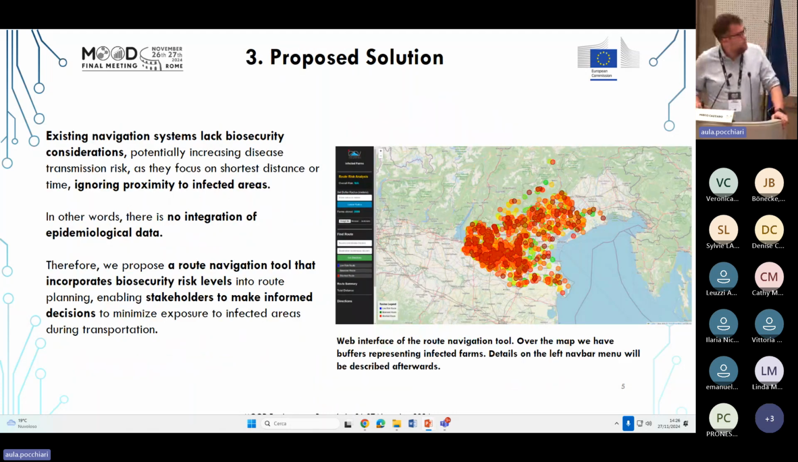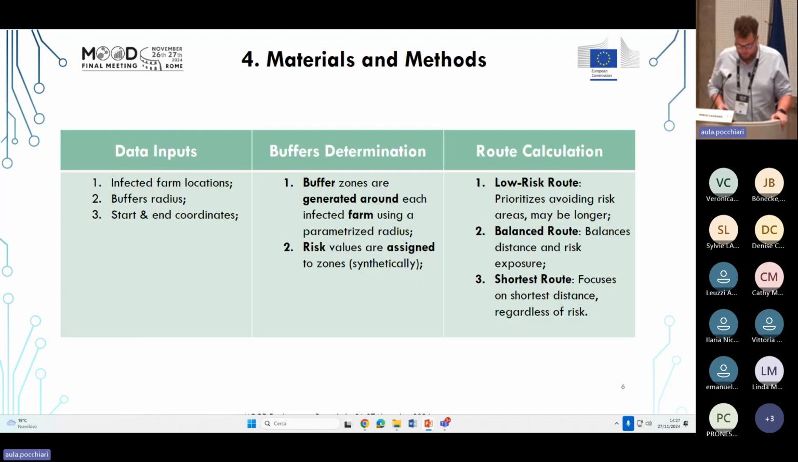So the main point, as you will have understood up to now, is that existing navigation systems lack biosecurity considerations. In other words, there is no integration of epidemiological data in routing systems. So we propose with this research a route navigation tool that incorporates biosecurity risk levels in order to allow stakeholders to make informed decisions about livestock transportation.